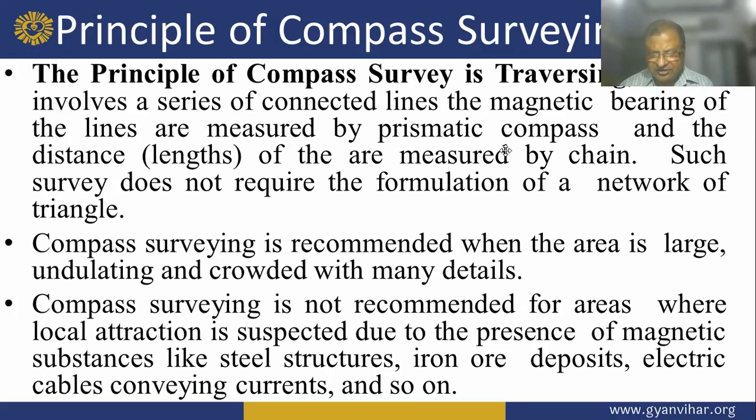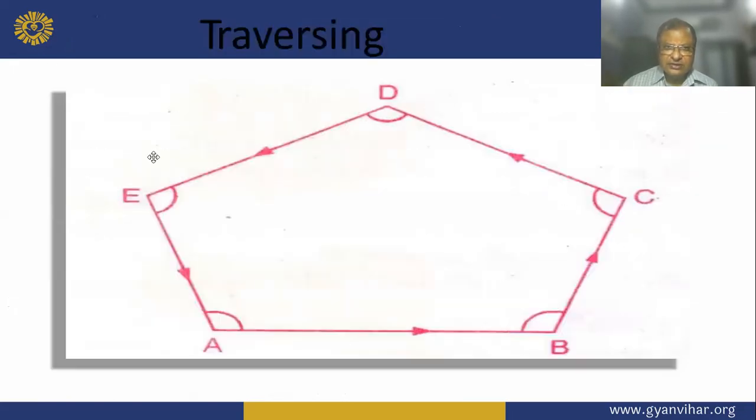Compass surveying is not recommended for areas where local attraction is suspected due to the presence of magnetic substances like steel structures, iron deposits, and electric cables conveying current, and so on. This is, my dear, what traversing is. The total of all angles of a traverse is 360 degrees.